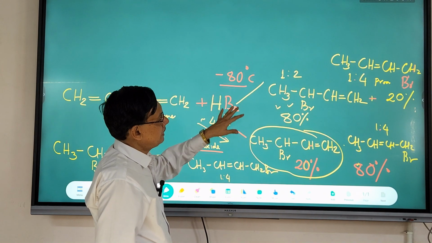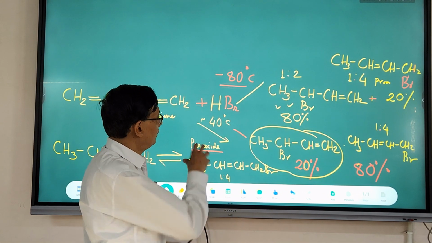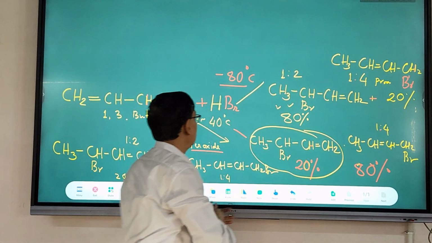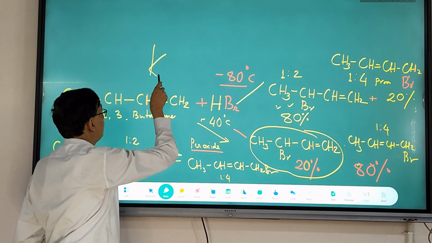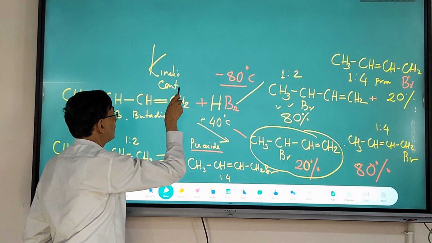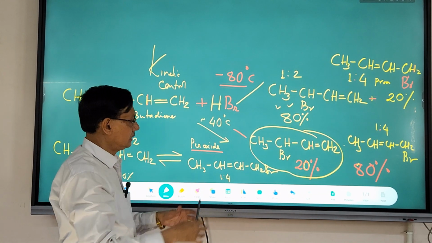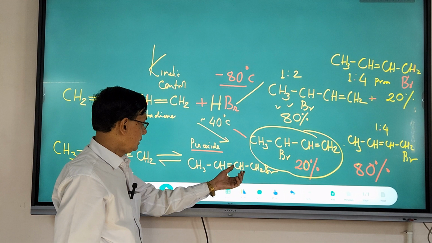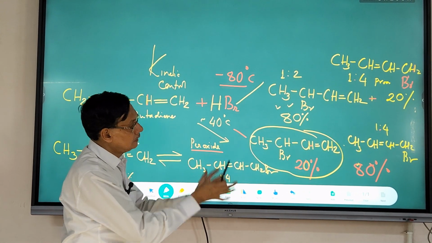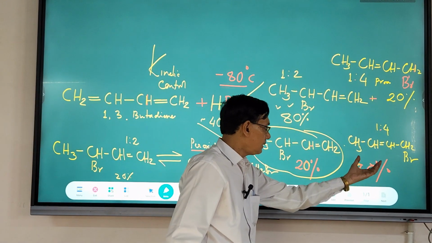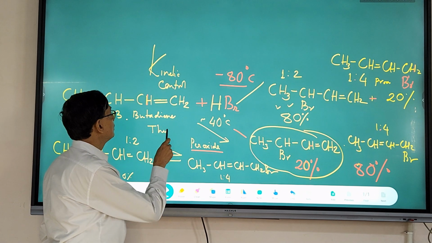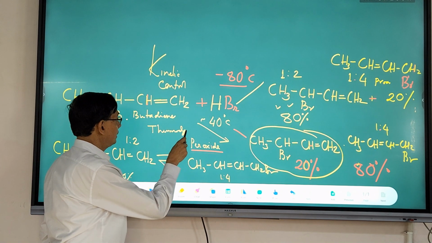If it is a very low temperature, where the rate of the reaction is based on the formation of the product, where this product is predominant, this is a kinetic control reaction, which is of course irreversible in nature. I will explain. And at high temperature, it depends upon the stability of the product, which is more stable. It is called thermodynamic control.